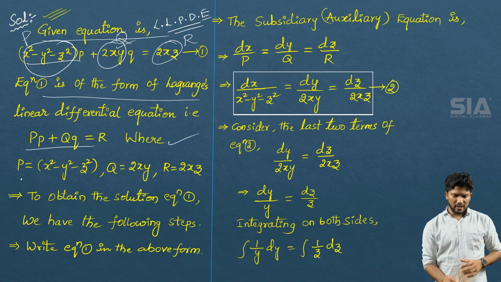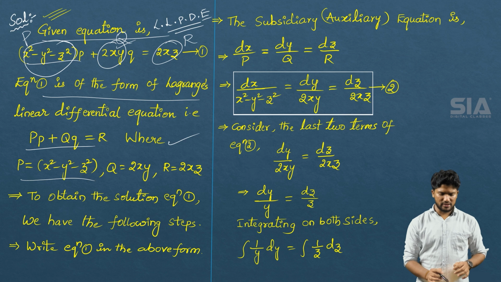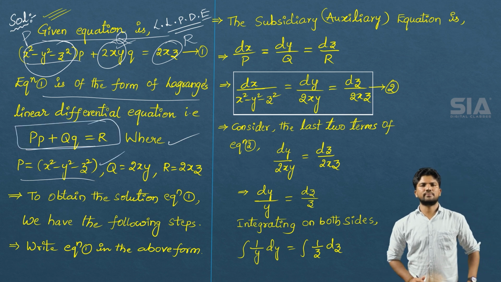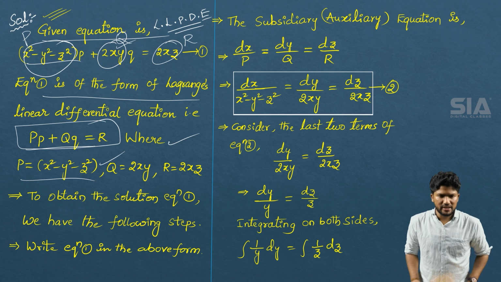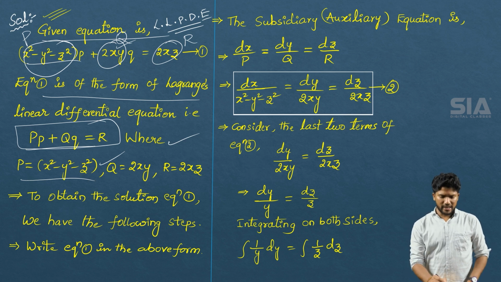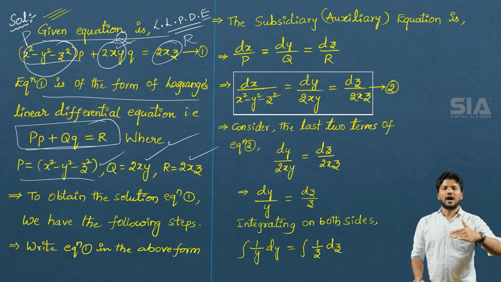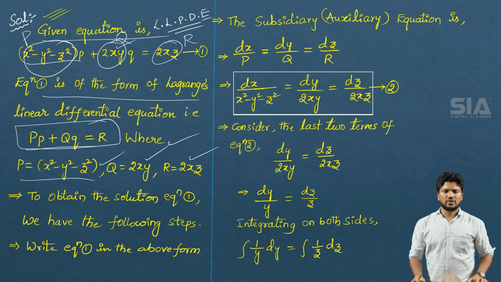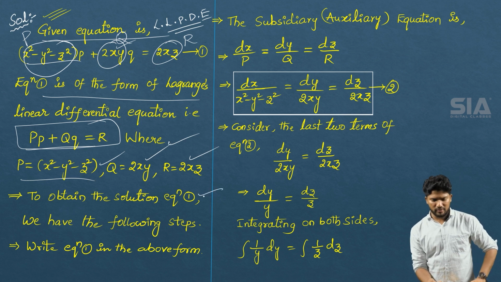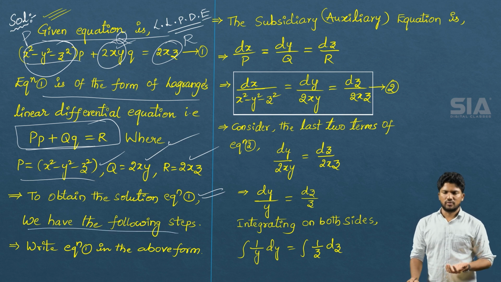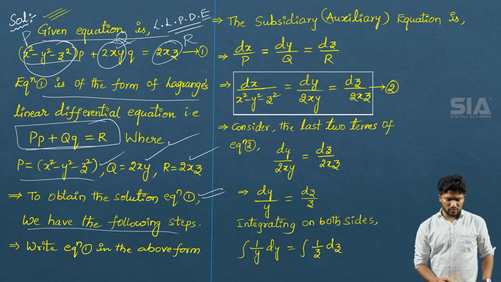If you compare equation number 1 with the general formula, then we can obtain that capital P is equal to x square minus y square minus z square, capital Q is equal to 2xy, and capital R is equal to 2xz. After getting the capital P, Q and R values, to obtain the solution of equation number 1, we have to follow some steps. What are those steps?